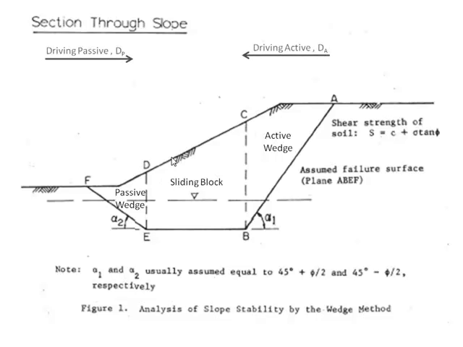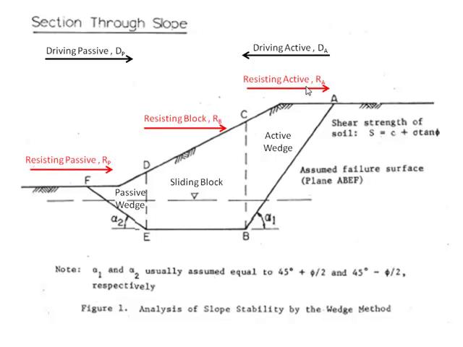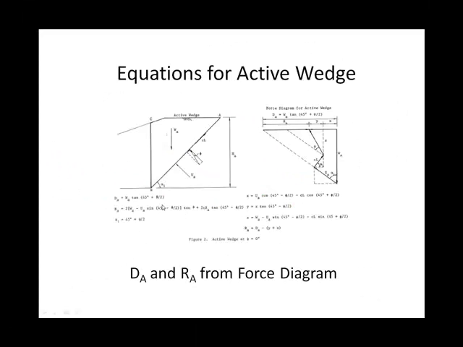And equilibrium equations are generated for each of these three zones in order to determine a driving active force, a driving passive force, and resisting forces from the active wedge, from the sliding block, and from the passive wedge.